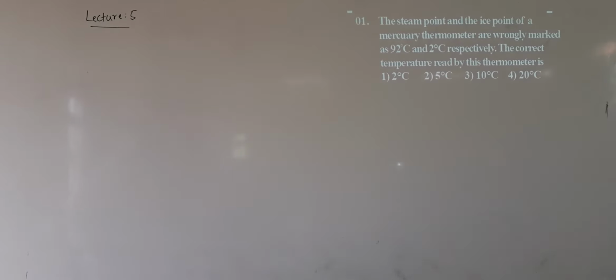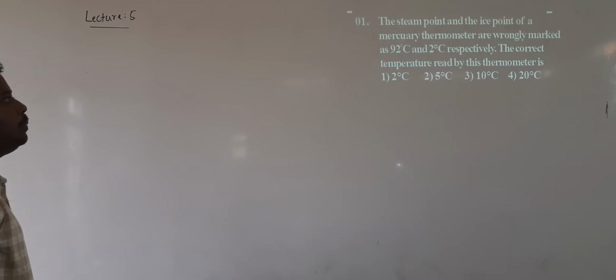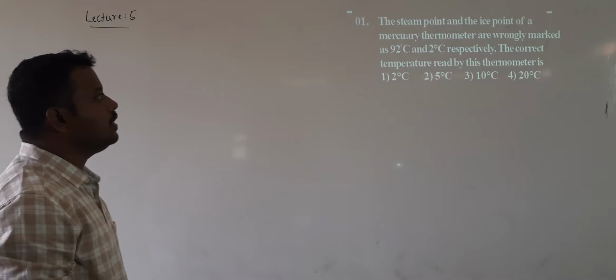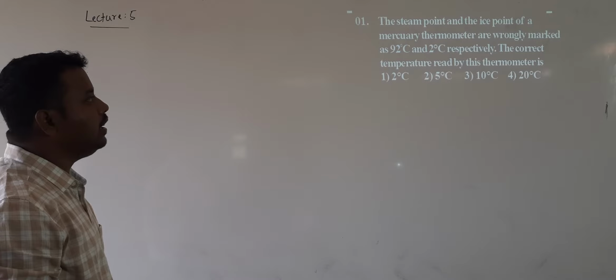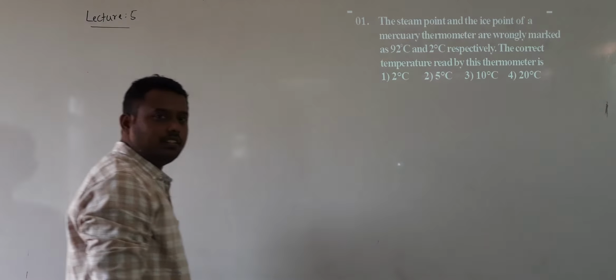So question number 1. The steam point and ice point of mercury thermometers are wrongly marked as 92 degrees Celsius and 2 degrees Celsius respectively. What is the correct temperature read by these thermometers?